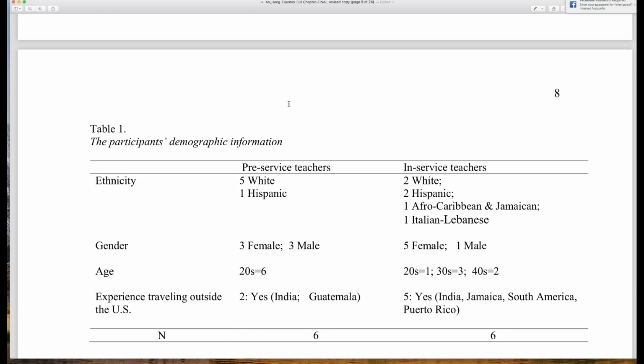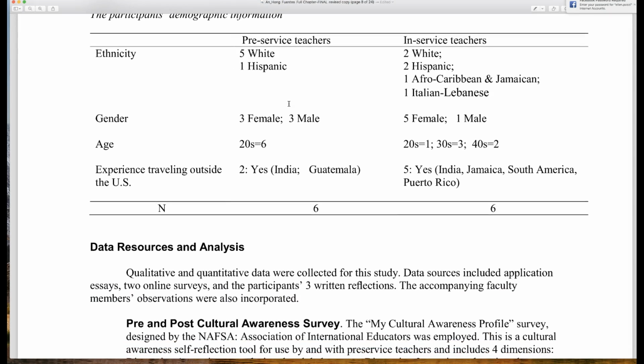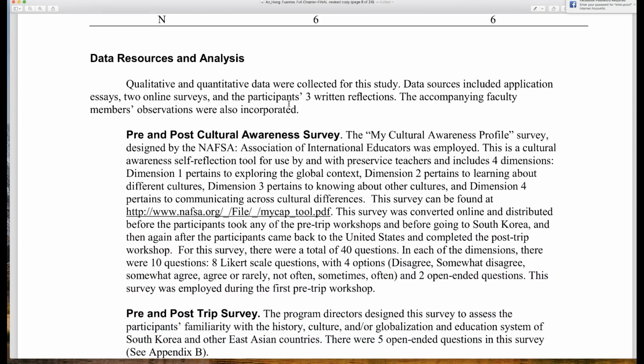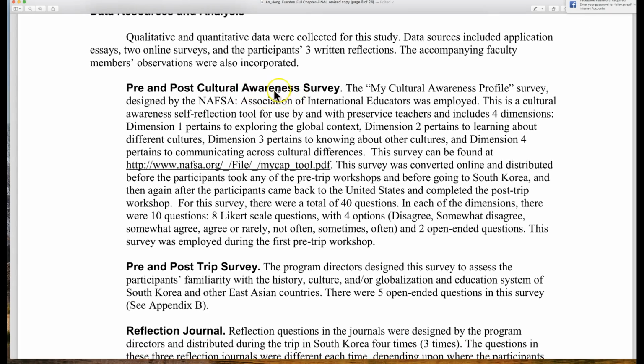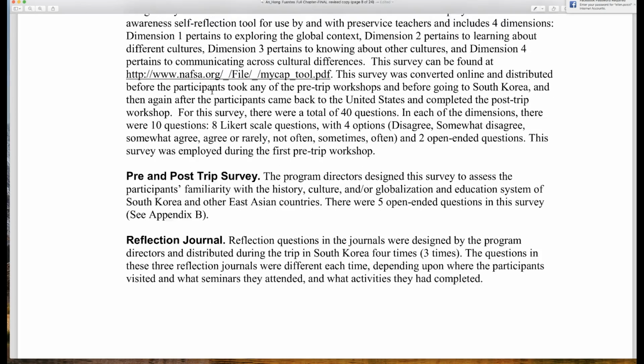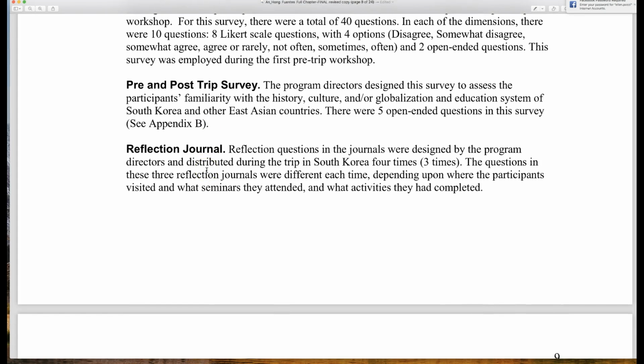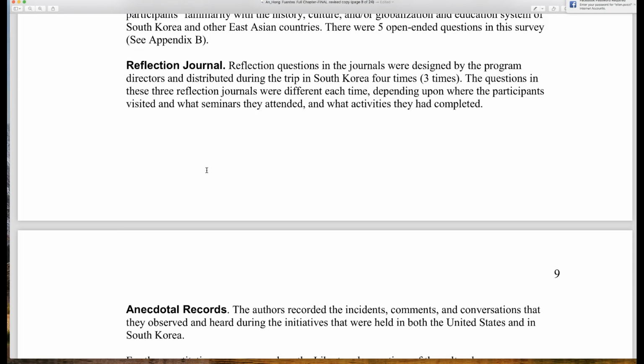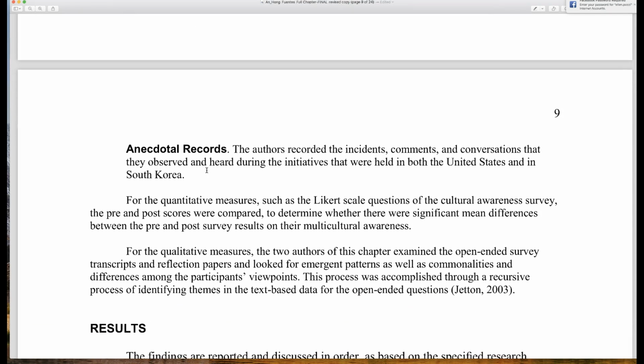Here are the data, the participants' demographic information. And then here is how they were collecting data. This is a rundown of how they collected their data. So they did a cultural awareness survey before and after, a trip survey before and after, and a reflection journal that they had the people that went with them, pre and in-service teachers, fill out, and anecdotal records. This can be some things that they observed and recorded in a journal.